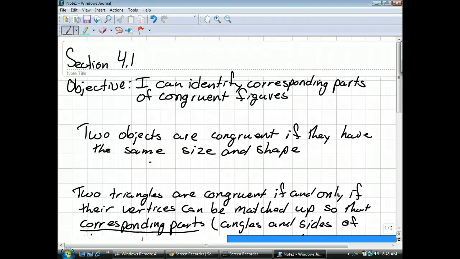Section 4.1, today we're going to look at congruent figures. Our objective today is I can identify corresponding parts of congruent figures. We say that two objects are congruent if they have the same size and the same shape.